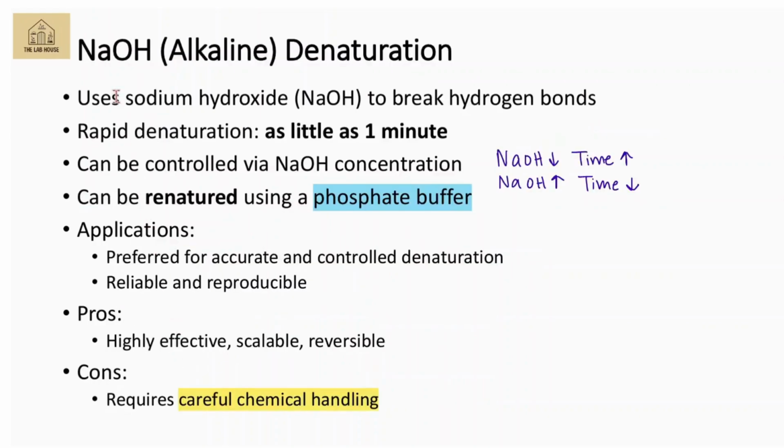The more accurate method is the sodium hydroxide method. Sodium hydroxide will break the hydrogen bonds. It is a rapid denaturation method, less than 1 minute. It is controlled by sodium hydroxide concentration: less sodium hydroxide, more time it will take. Renaturation occurs by phosphate buffer, whereas in the previous method, renaturation occurs by cooling. It is an accurate and precise method, but it requires careful chemical handling.